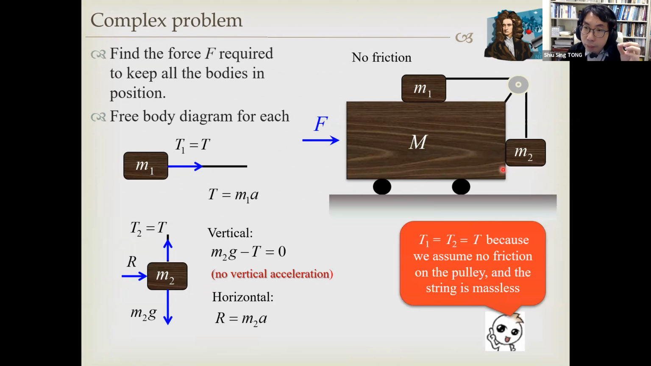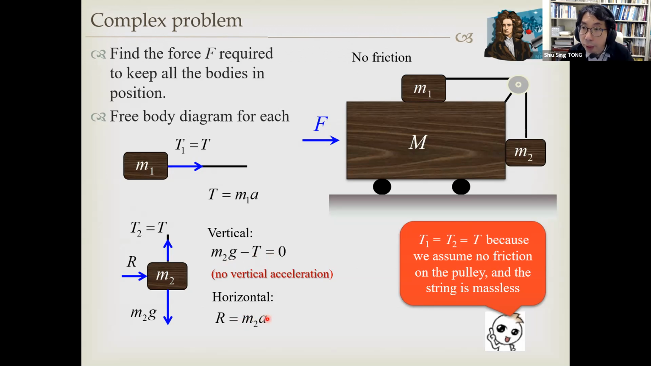Now, if the block is at rest relative to the trolley, that means there's no vertical motion. The block will not fall down, or it will not be pulled up by the string, right? So that means M2g is equal to the tension T. The weight and the tension exactly cancel each other. So M2g minus T is equal to 0, meaning that the tension exactly balances the weight.